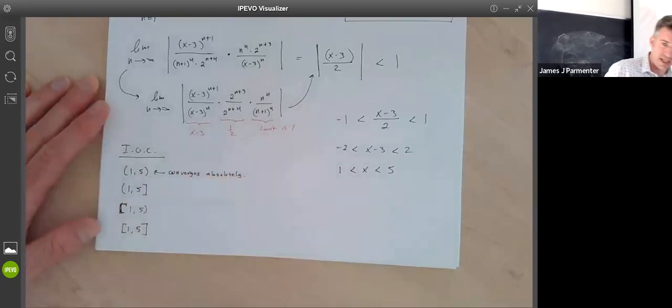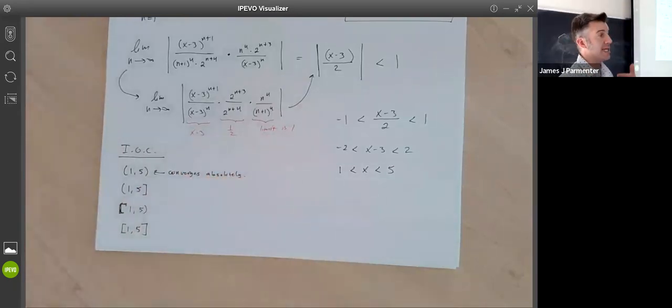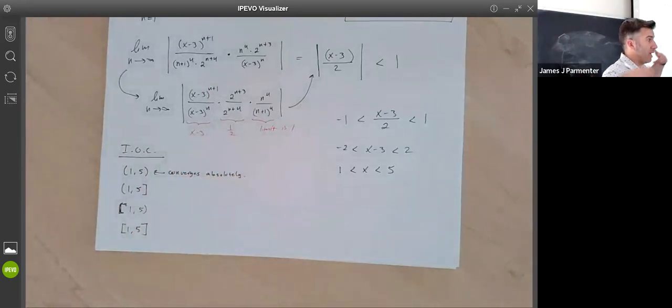Because I know I've said this before, I'm going to say it again. When you do the ratio test and you get convergence, you get absolute convergence. So whenever you're doing the ratio test and you find that something converges, you have shown it absolutely converges on whatever your interval is. Question? Okay, cool. Now, that doesn't mean it couldn't absolutely converge at one of the endpoints. We're going to check the endpoints and see.